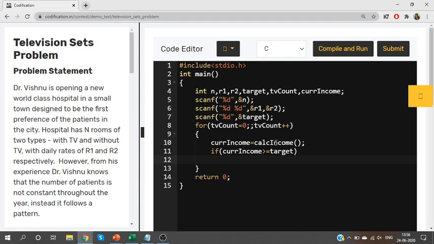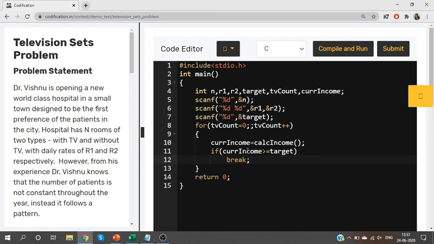When should you continue? When your income is less than target, you will continue. But if your income becomes greater than or equal to target, then you don't have to buy one more TV. If target is achieved, we don't have to buy one more TV. So at this point, break. Okay, simple. Keep increasing the TV count, calculate income each time.